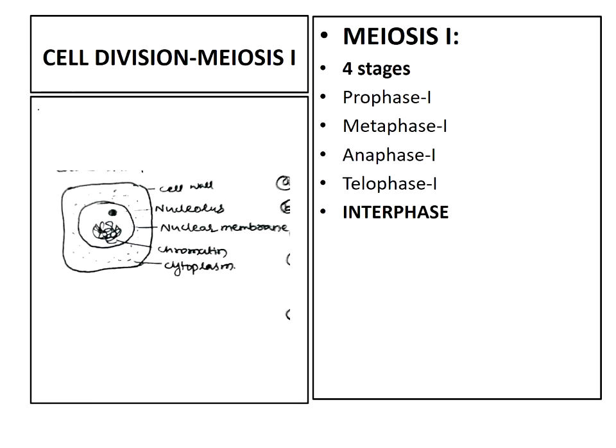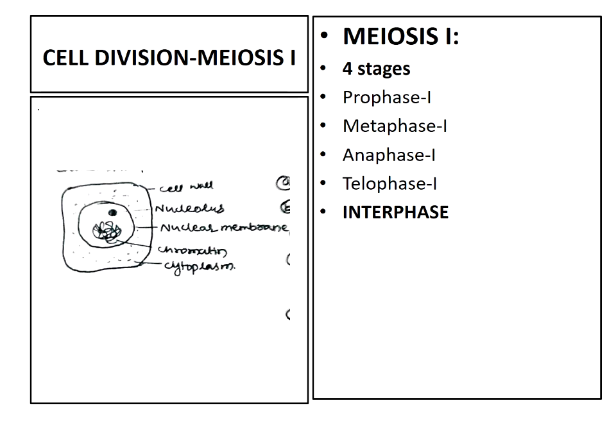First let us discuss meiosis first. It is a heterotypic division. In this stage, the actual reduction in the number of chromosomes takes place. Meiosis first comprises four stages: prophase first, metaphase first, anaphase first, and telophase first.